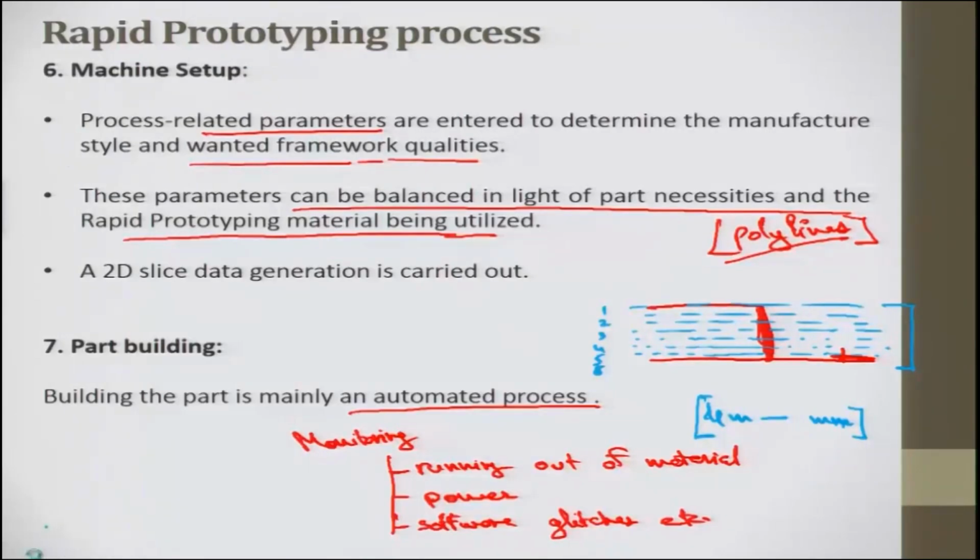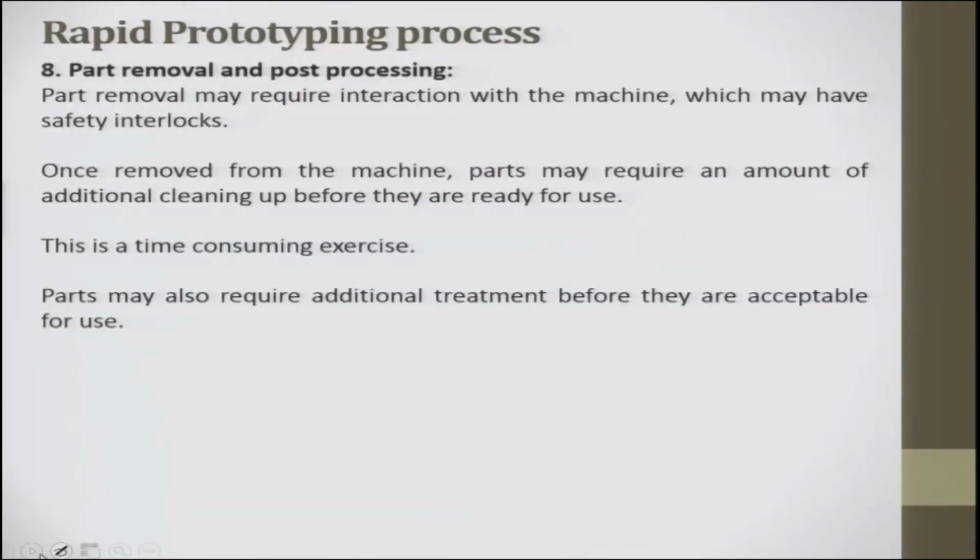Next is part removal and post processing. Once the rapid prototyping machine has completed the build, the parts must be removed. Part removal may require interaction with the machine, which may have safety interlocks. This is to ensure, for example, that the operating temperature is sufficiently low and there are no actively moving parts. While removing the part, these things are to be taken into consideration. So safety concerns are important here.